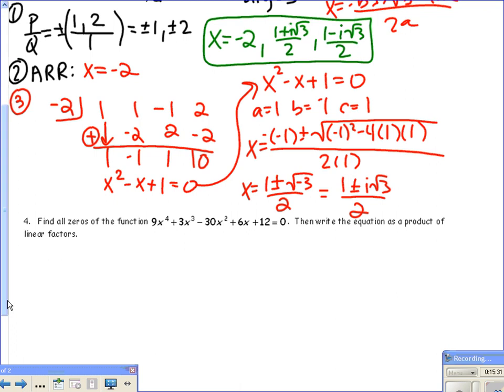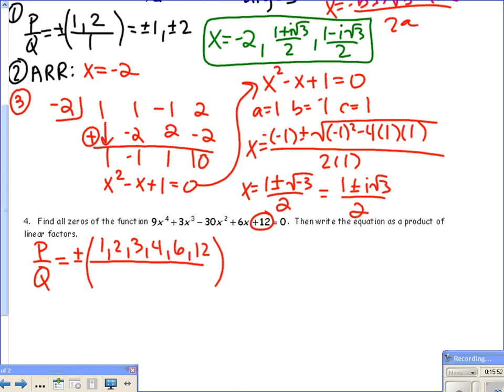So for this one, my P over Q, so factors of my constant are factors of 12. So what are factors of 12? We have our plus or minus in front. So 1, 2, 3, 4, 6, and 12 are factors of 12. And then my leading coefficient is 9, so factors of 9 are 1, 3, and 9.